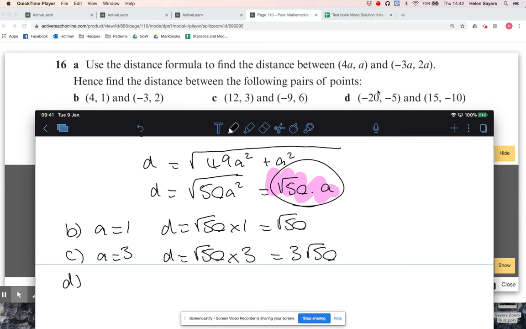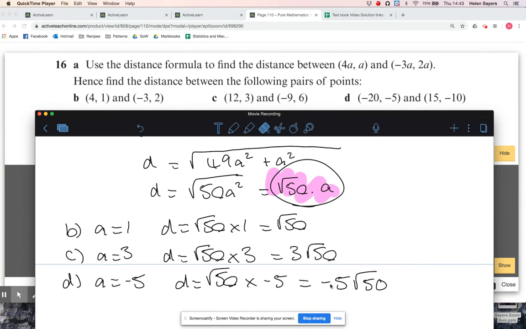Okay, and then the same thing here. a is minus 5. So 4a would be minus 20, minus 3a would be positive 15, and 2a would be minus 10. So that follows the pattern, so d is root 50. Actually, this is an interesting one. Root 50 times minus 5. If I just did that without really thinking about it, I would say that's minus 5 root 50. But obviously, it's supposed to be a distance, so that really does not make sense.